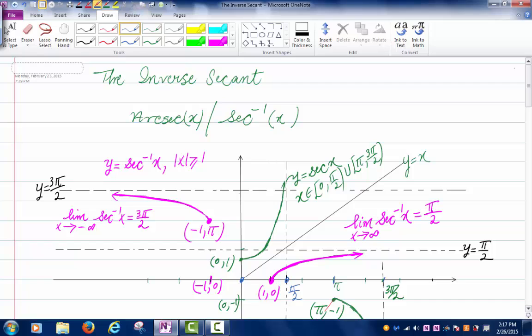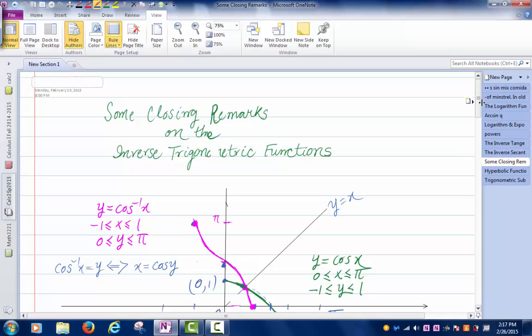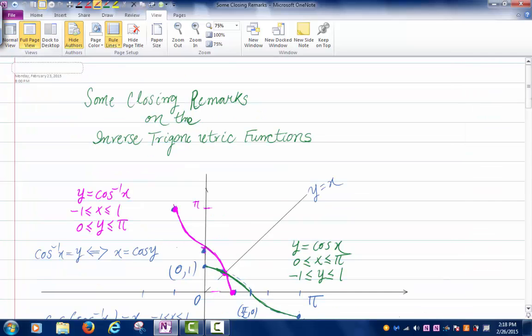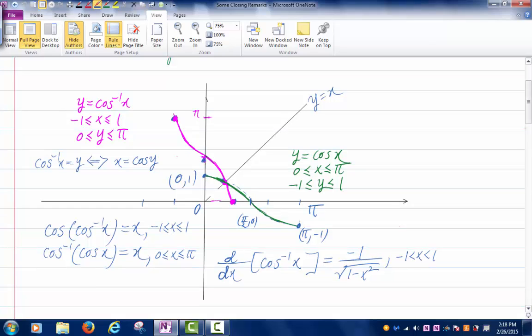What I want to do now, though, is wrap up my discussion on the inverse trigonometric functions here. So some remarks that I want to make. First of all, what is the graph of cosine inverse? I think I forgot to write down the cancellation laws for secant. Secant of secant inverse of x is x. Secant inverse of secant of x is x. Same way for cosine, we have those.